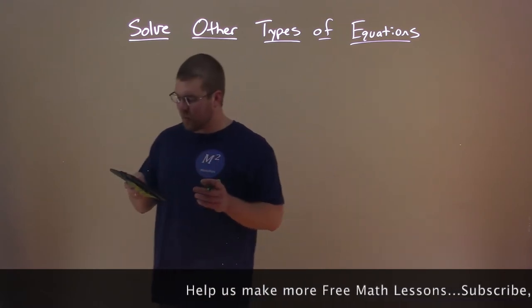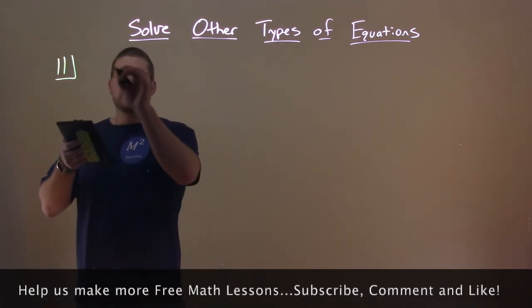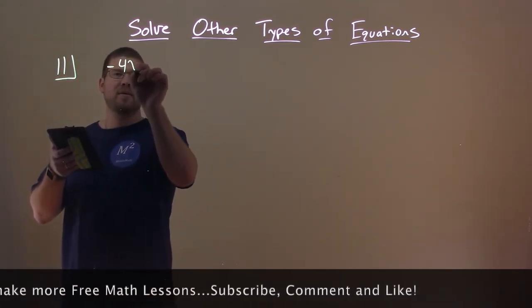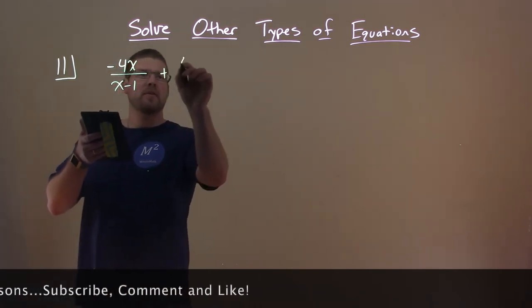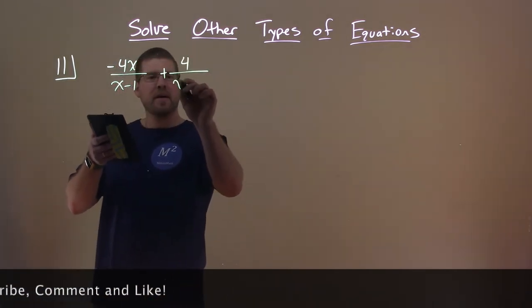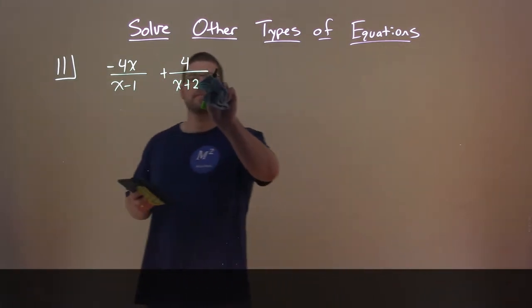All right, number 11. This is a big, tricky problem, okay? Watch this. Minus 4x over x minus 1 plus 4 over x plus 1. Oh, x plus 1. I can't even write that right.